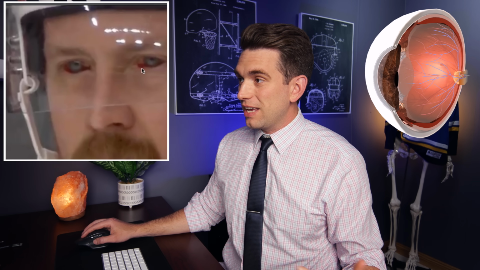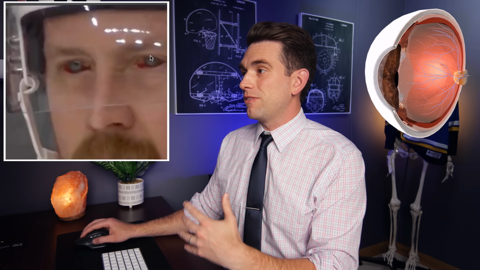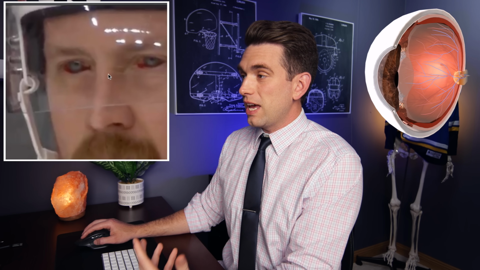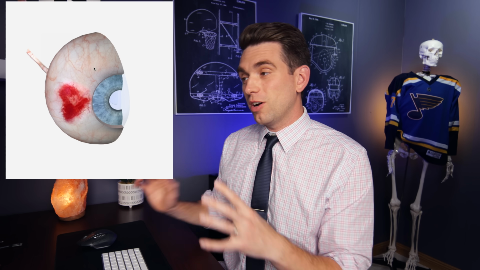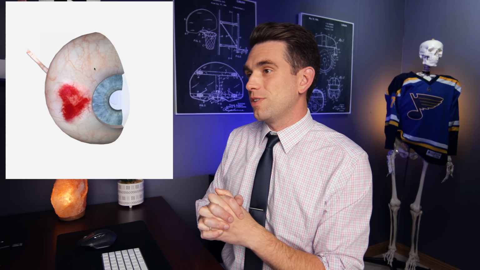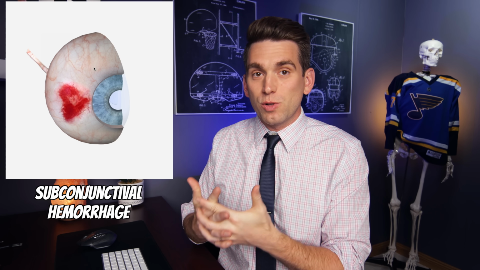The white of your eye is called the sclera, and then like I said, we have the colored iris. So we can tell here that the sclera, the white of the eye, is red from blood. But why could there be blood like this in the eye? Our biodigital anatomy tool here is showing an example of something called subconjunctival hemorrhage.